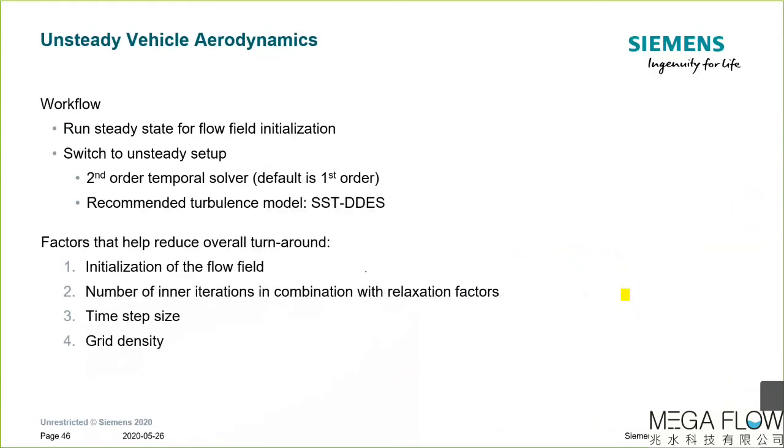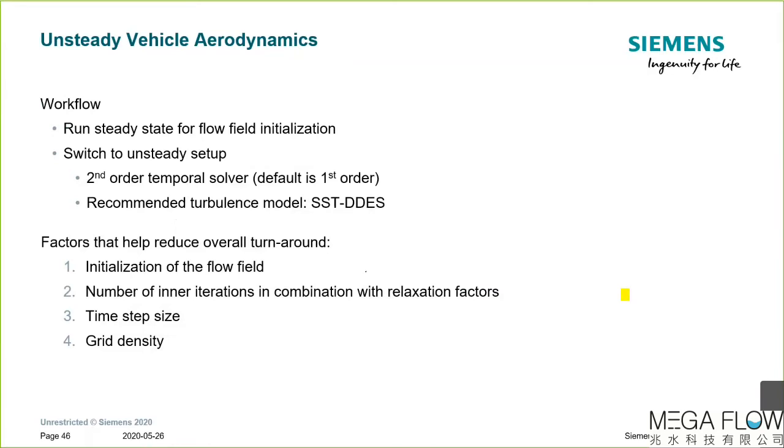So the setup looks like this. You're running a steady state simulation first in order to initialize the flow field. Then you're switching to an unsteady setup. Basically, all you have to do is, I prefer to have a second physics continuum. Then, of course, with implicit unsteady, we recommend to use a second order temporal discretization.